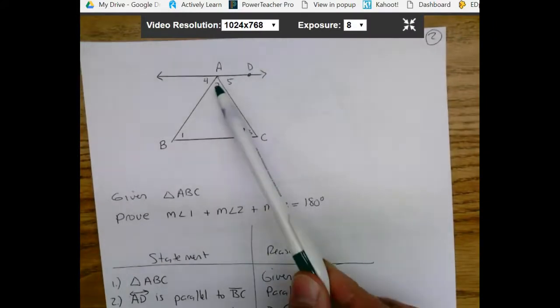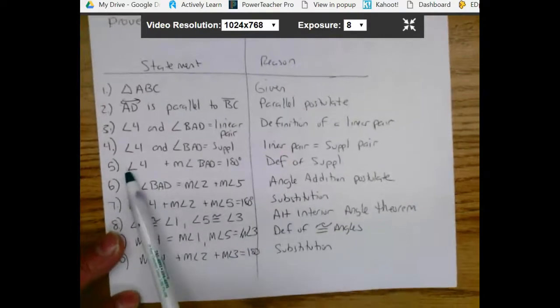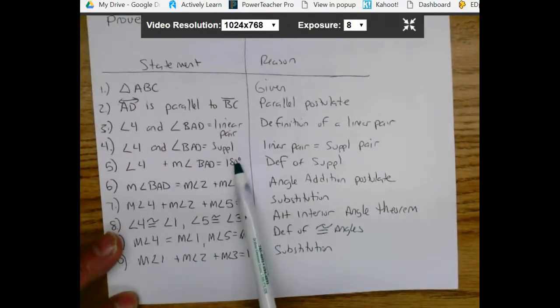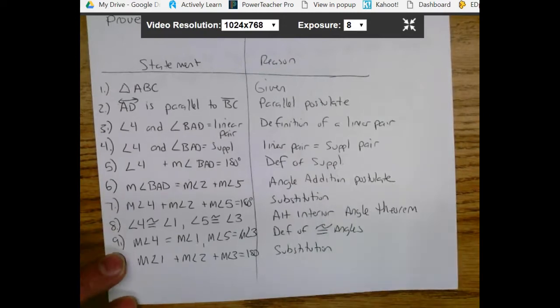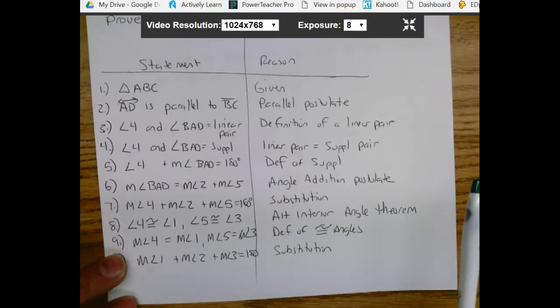The only one that's in the triangle so far is 2. So if we go back to that, this is the one we just said: the measure of angle 4 plus the measure of angle BAD equals 180 degrees. That's the definition of a supplementary angle.